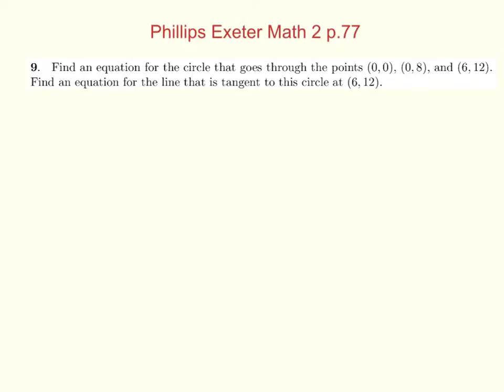Okay, so on this problem, you had to find the equation for a circle that goes through 3 points, and then find the equation for the line tangent to that circle at one of the points, (6, 12). So what was the first thing you guys did as far as just trying to decipher what steps to take?